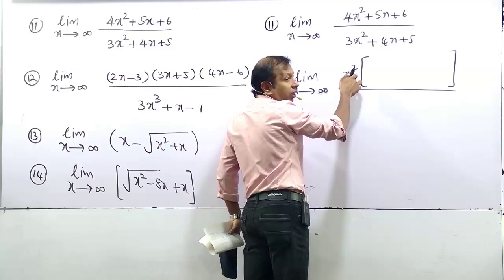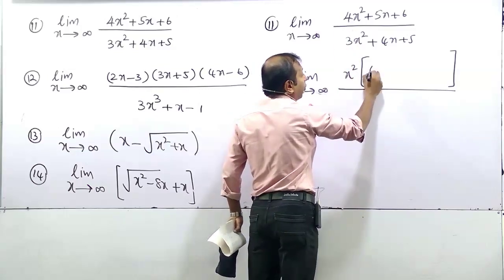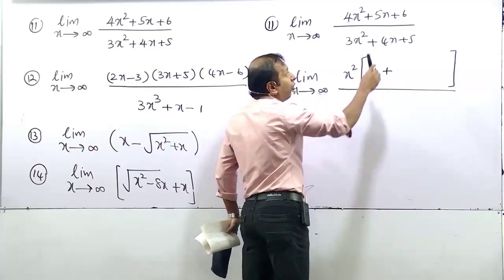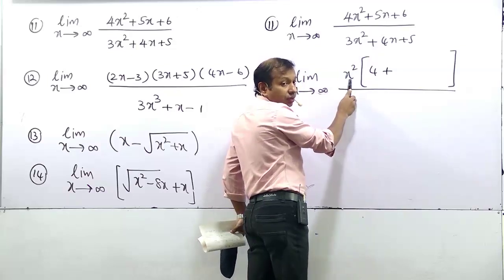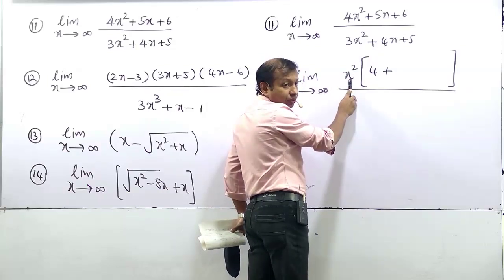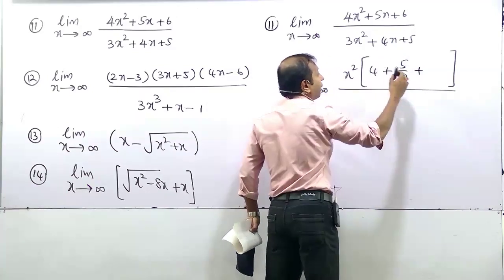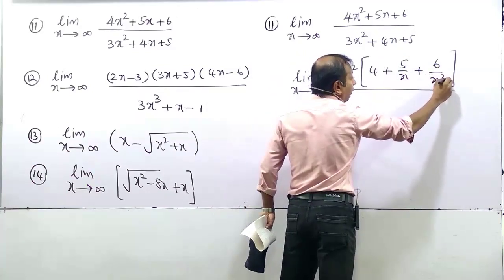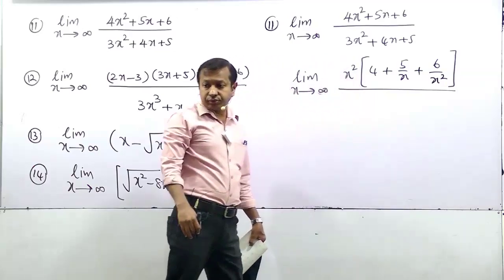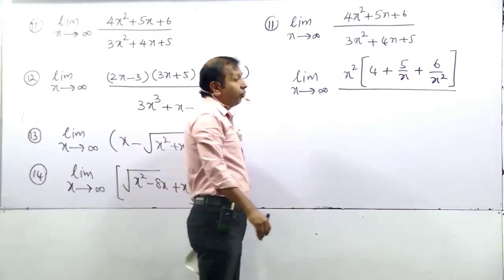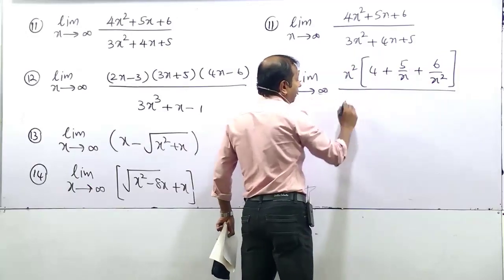4x squared divided by x squared. What do you get? 4, no? Right, 4 here. 5x divided by x squared. What do you get? 5 over x, no? 5 over x. 6 over x squared, this way we get. Right. For this denominator also, you have to do that. Take x squared out.